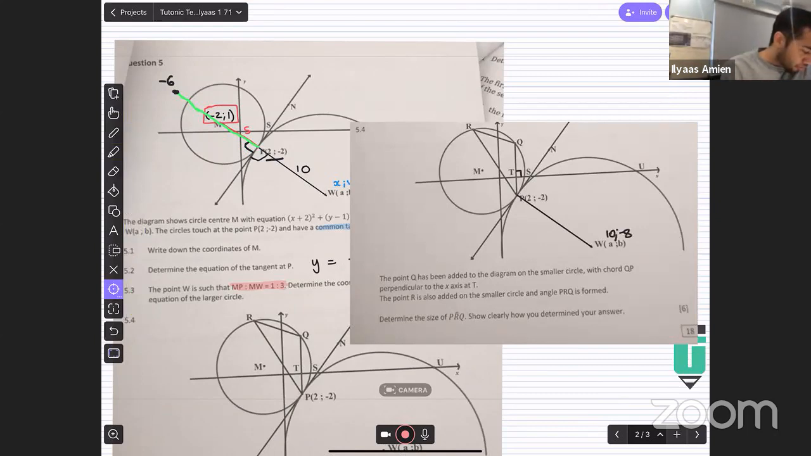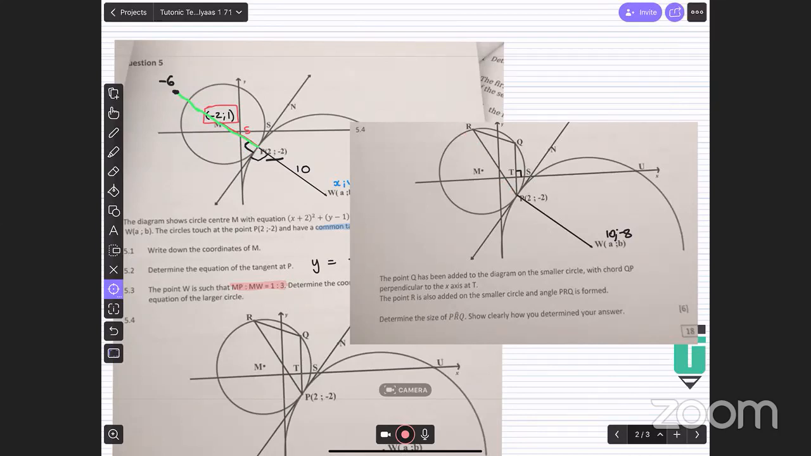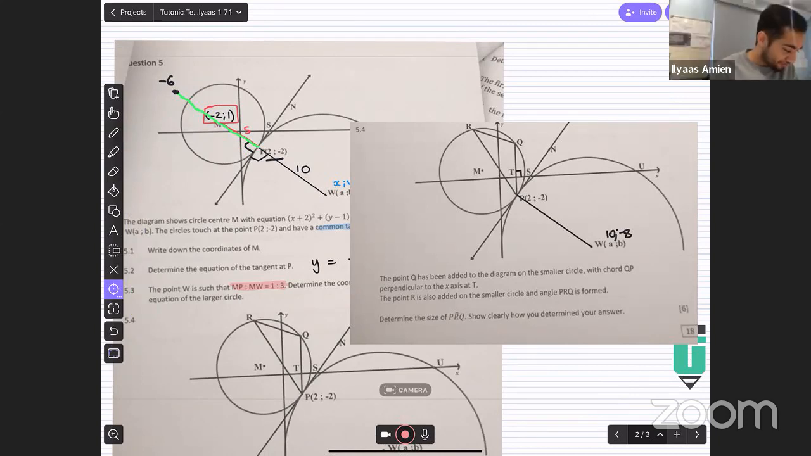The point R is also added to the smaller circle. An angle PQR is formed. So you guys see this is like a chord here. Determine the size of PRQ. So they want you to work out the size. Okay, so they want this over here. Any ideas? Alia, any ideas?